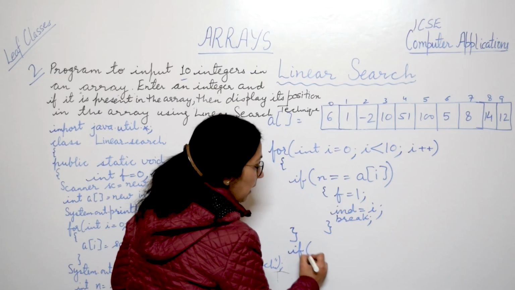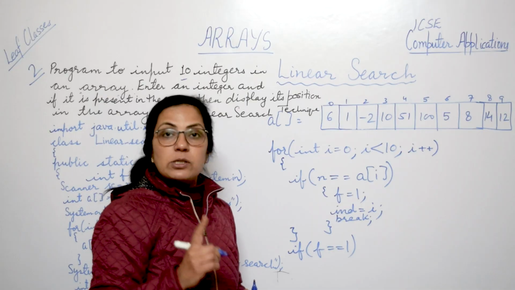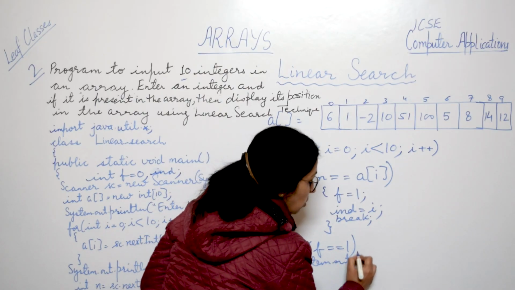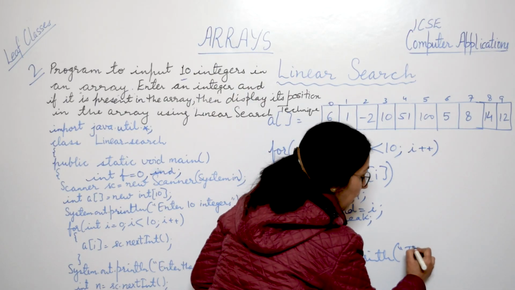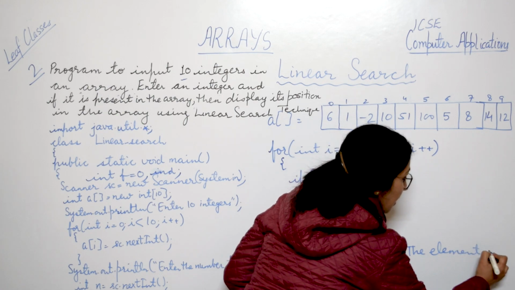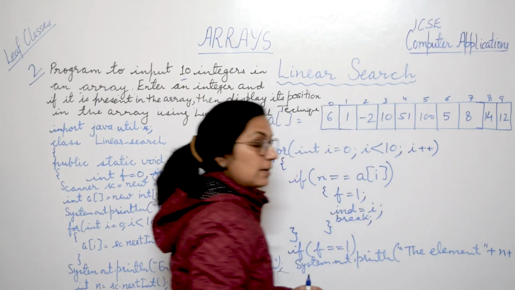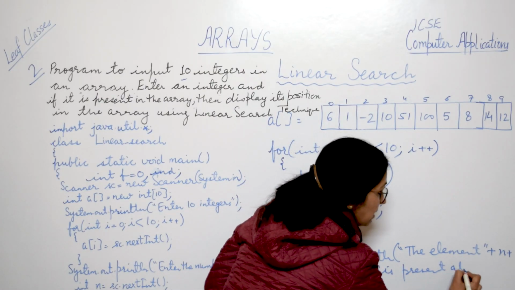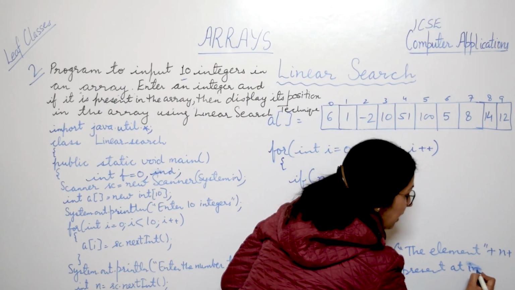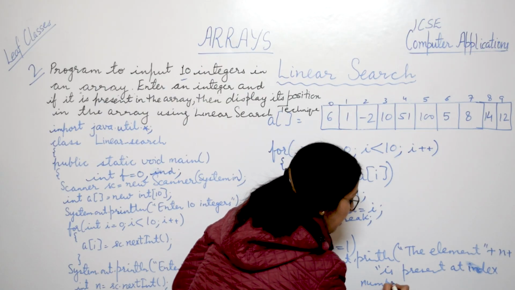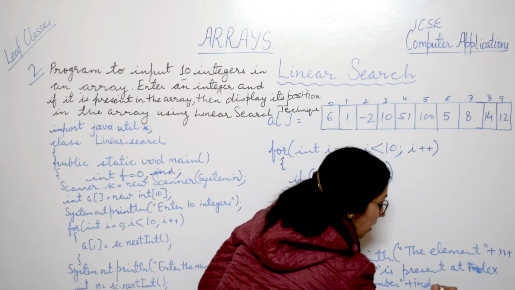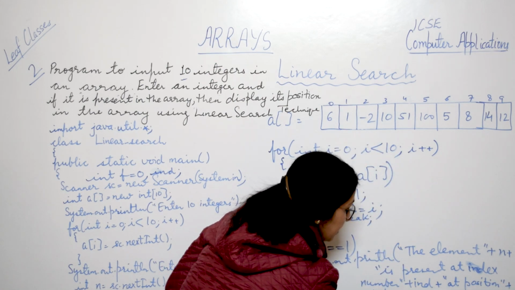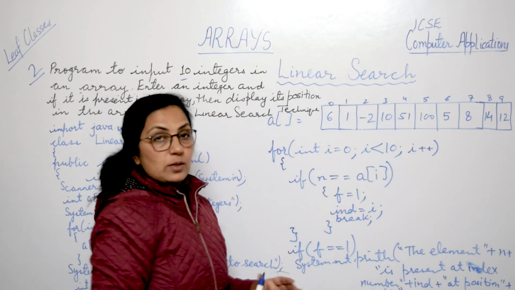After this, what you have to do, if f equals to 1, if f is equal to 1, that means search is successful. So you have to print the message System.out.println, and here "The element" plus n plus, so that the value of the number should come, "is present at index number" plus ind plus "at position" ind plus 1. Children, please check what I have written.